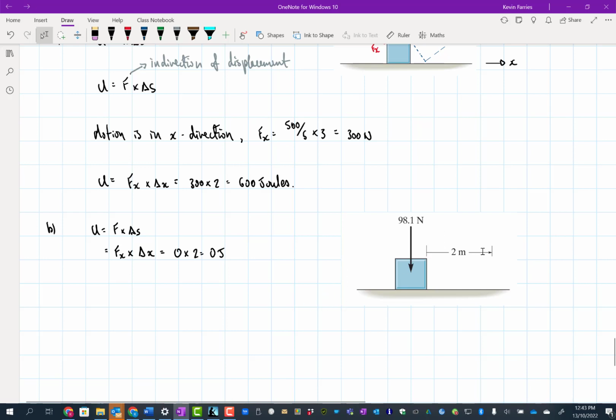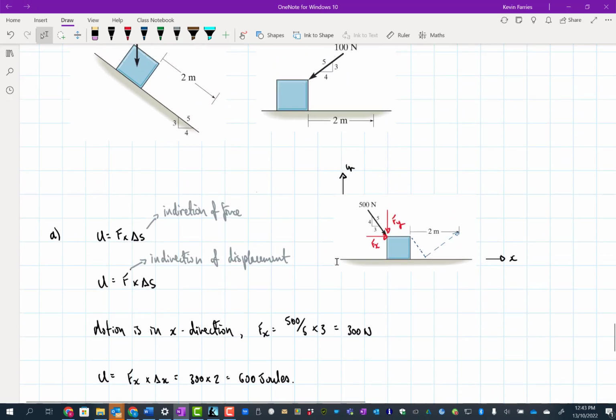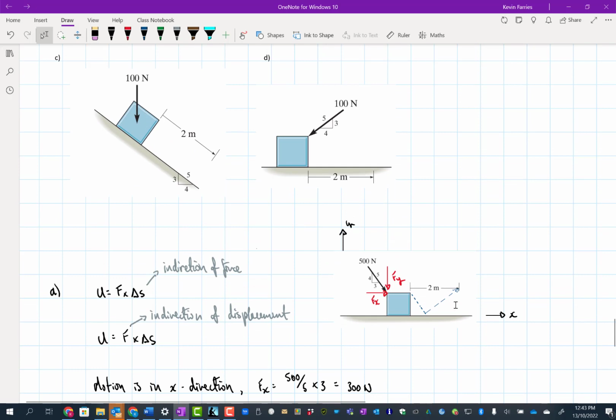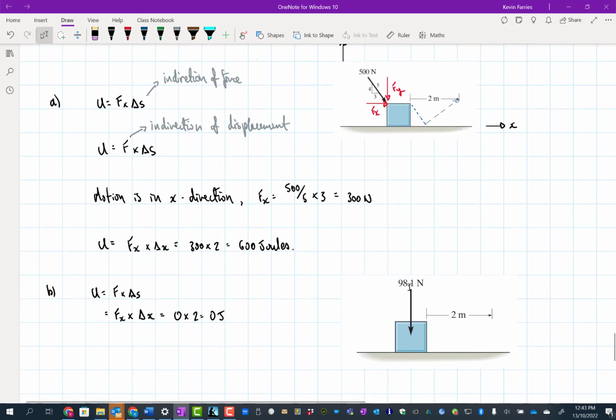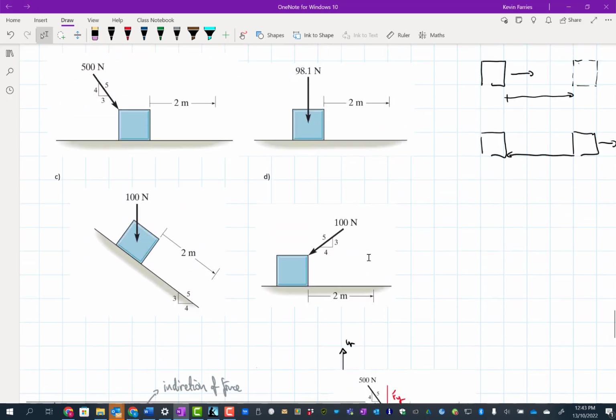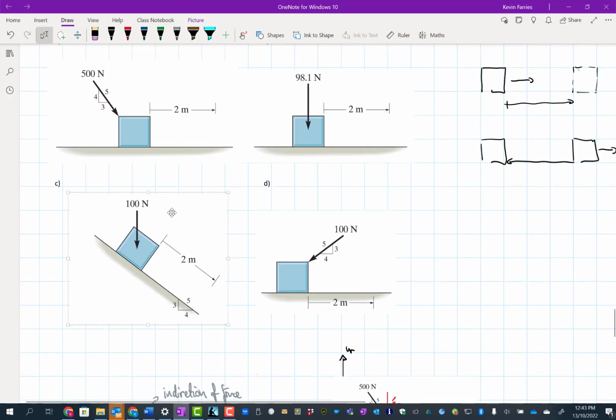So when you've got displacement at right angles to the force, there's no work getting done. So when the force is at an angle to the displacement, you just need to find the component of that force in the direction of the displacement. When the force is at right angles to the displacement, you're going to get 0 work. Let's have a look at this next one.